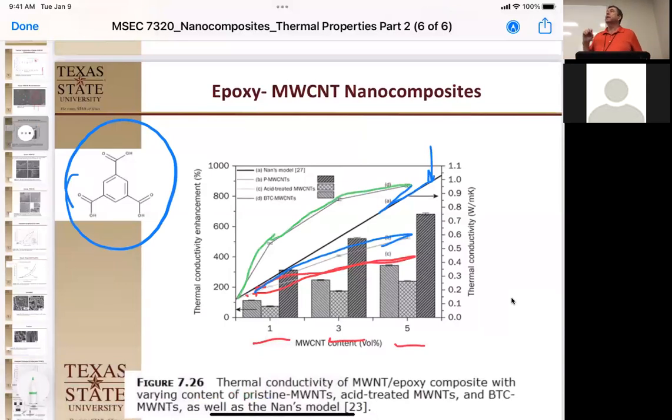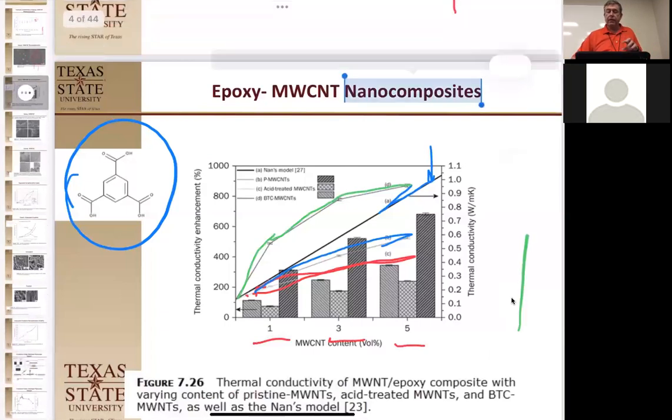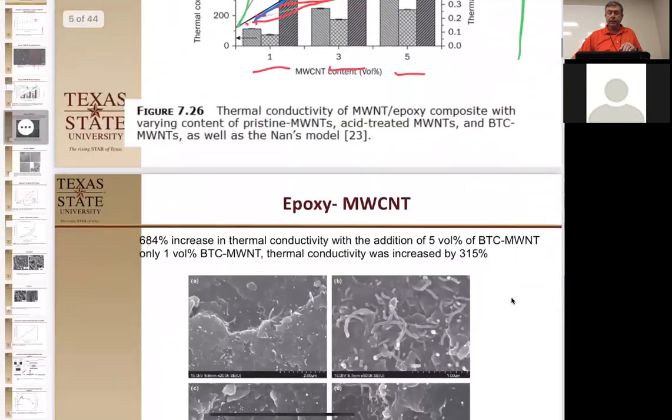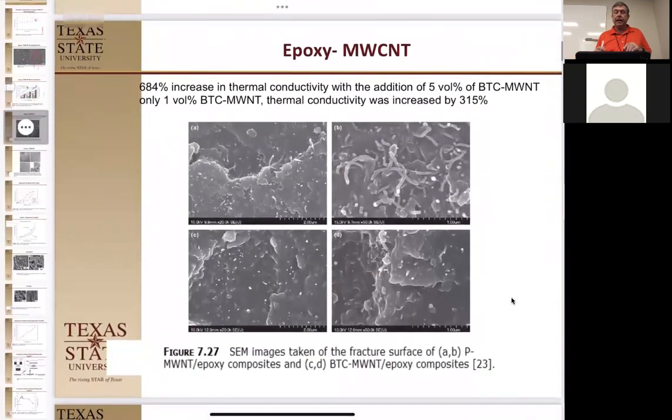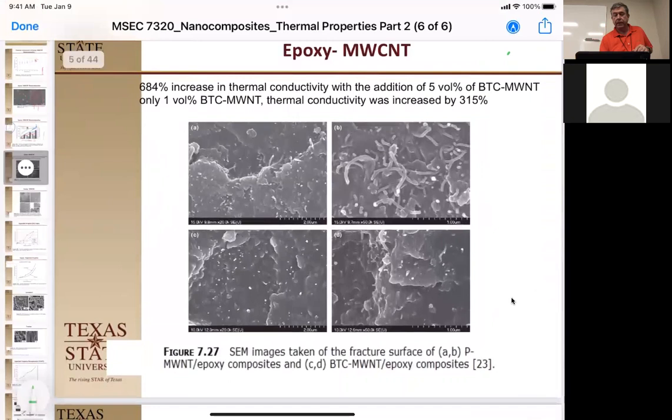So that means there's something aiding in its mixing with the matrix and its interface with the matrix. I'm going to talk about the interface with the matrix in the second half of this. Okay. So that was a really good thing that they figured out, and it was a pretty significant difference there. And what they found is at even a low loading, right here, even this 1% loading, they got a 315% increase in thermal conductivity. And they had very well dispersed materials right here.